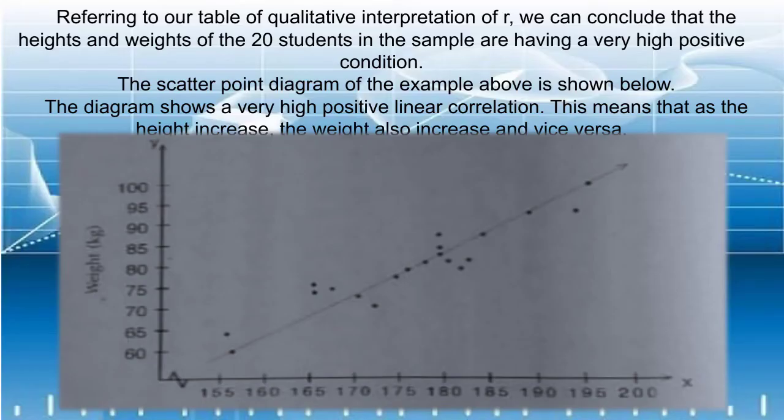Referring to our table of qualitative interpretation of R, we can conclude that the heights and weights of the 20 students in the sample have a very high positive correlation. The scatter point diagram of the example above is shown below. The diagram shows a very high positive linear correlation.